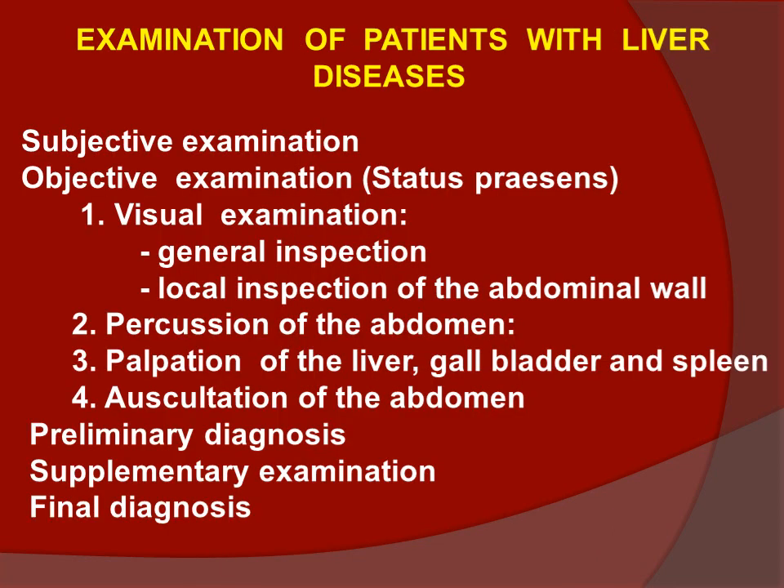Examination of patients with liver disease. It consists of subjective examination or history taking, and objective examination, which consists of visual examination. It is also subdivided into general inspection and local inspection, percussion of the abdomen, palpation of the liver, gallbladder, spleen, auscultation of the abdomen, and preliminary diagnosis, supplementary examination, and setting of the final diagnosis.